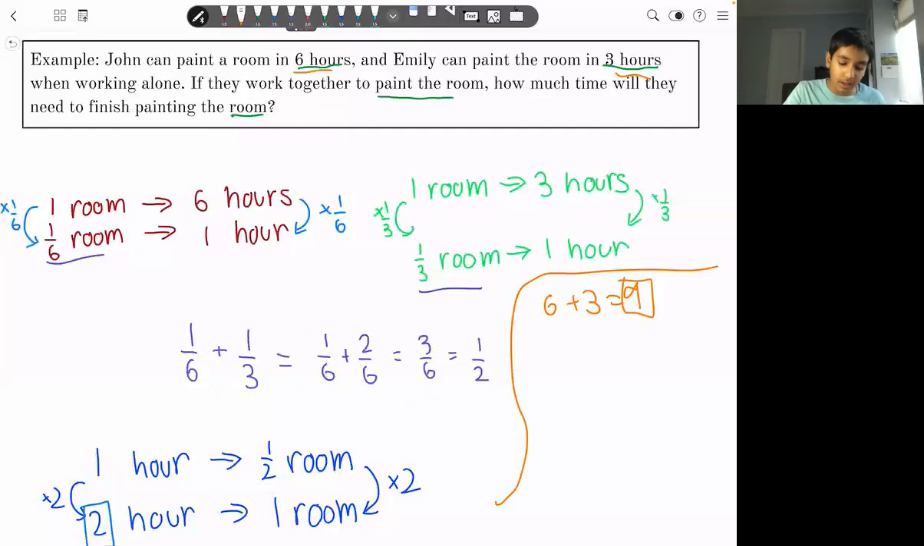And the reason that this doesn't work is because Josh can paint a room in 6 hours, Emily can paint it in 3 hours. But working together, since they're 2 people working at the same time, it should actually take less time. It should not take more time, because if the answer is 9, that means when they work together, it takes even longer to do it. But that doesn't make sense. So just keep in mind that this method won't work for these types of problems.